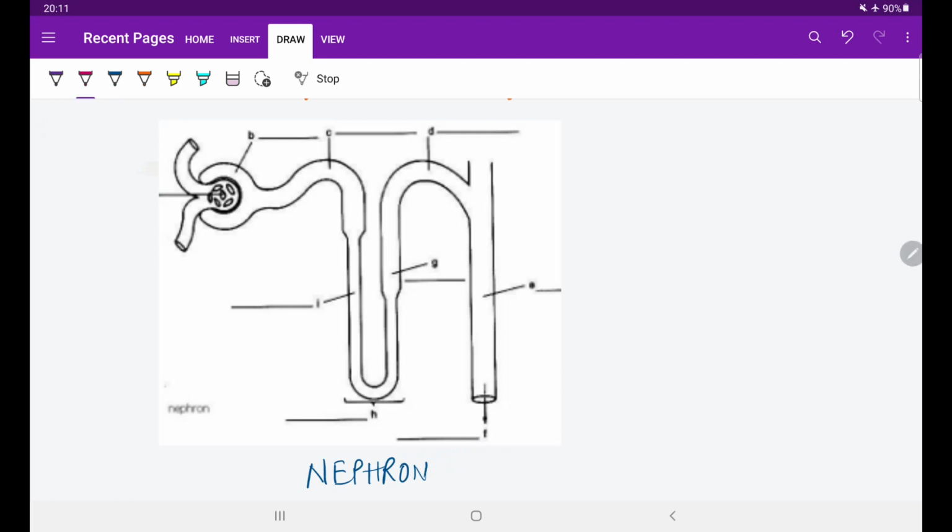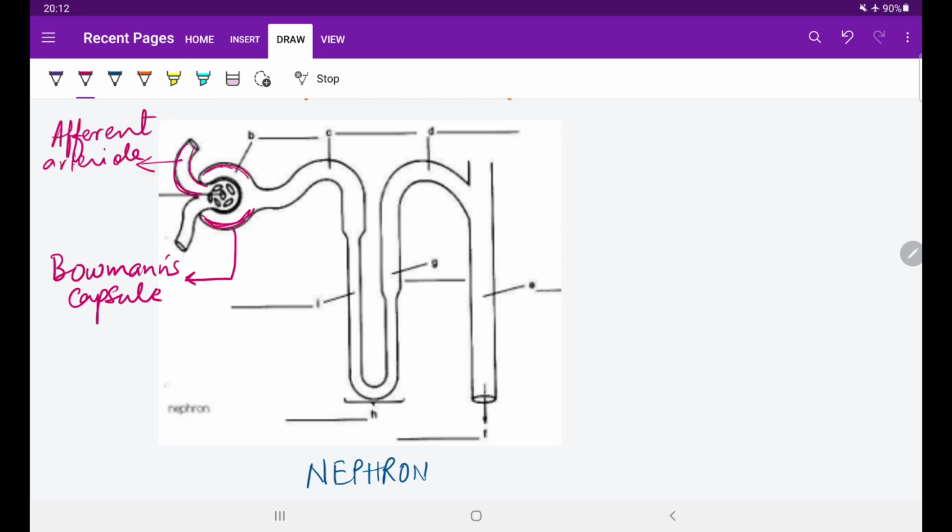Nephrons have a globular, cup-like structure, which is called Bowman's capsule. This Bowman's capsule receives blood from the renal artery, and when the renal artery enters the kidney, it divides into two arterioles. The first is called the afferent arteriole and the second is called the efferent arteriole.